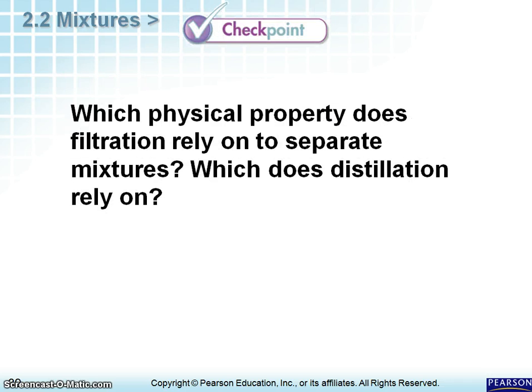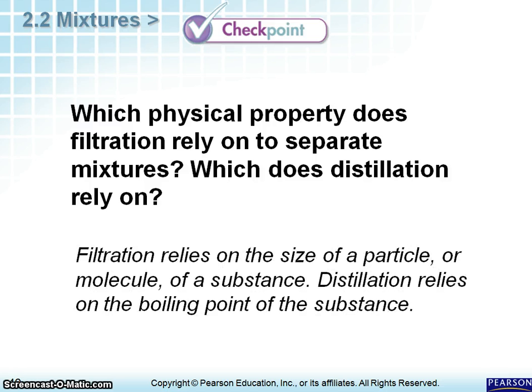Which physical property does filtration rely on to separate mixtures, and which does distillation rely on? Filtration relies on the size of a particle or a molecule of a substance. Distillation relies on the boiling point of the substance. So that's important to think about in experimentation.